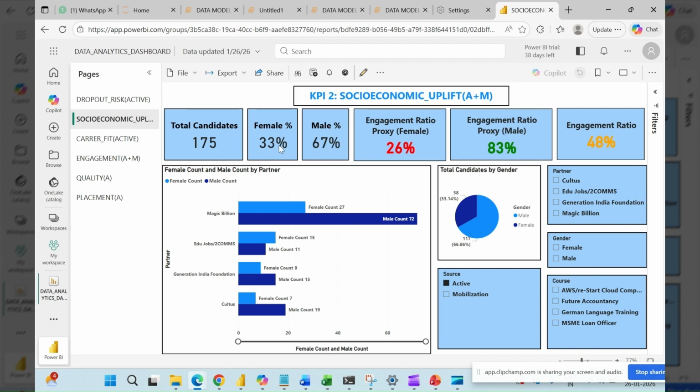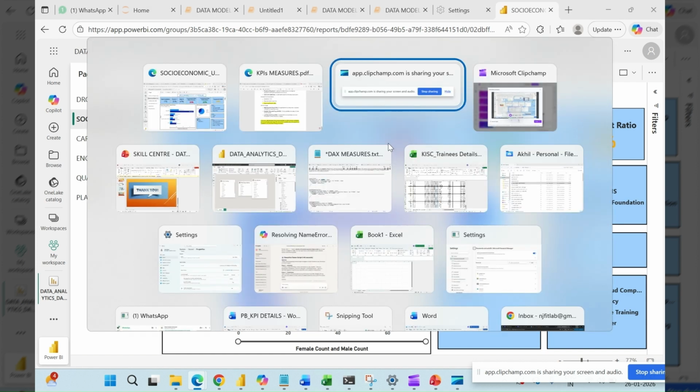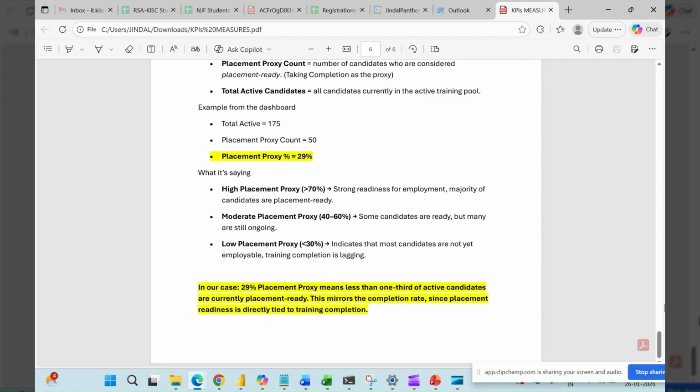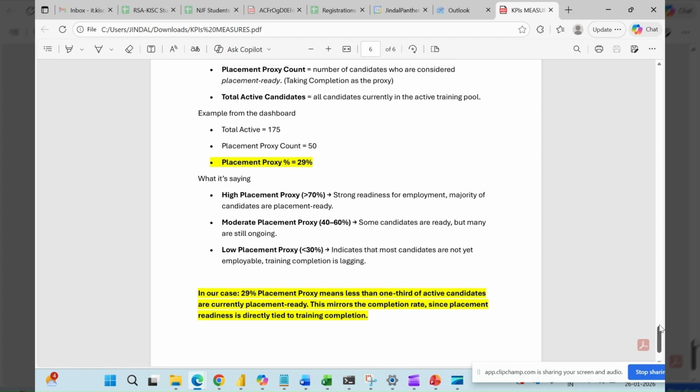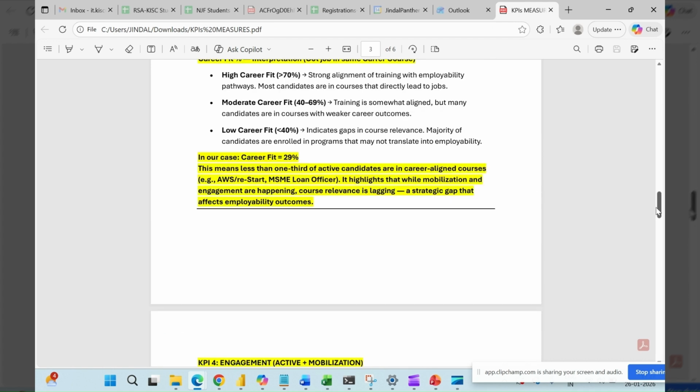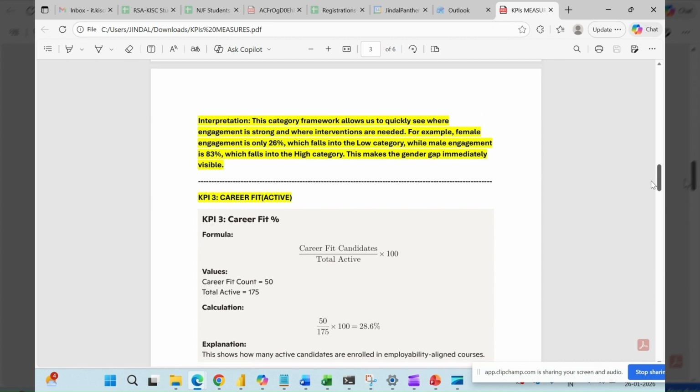If that is required, it's okay. If not required, we can remove that part. We can remove any part, whatever management wants to show or not show. Okay, so let me go towards the engagement ratio proxy and engagement ratio male formula part, so you have a very clear and easy understanding of the interpretation.